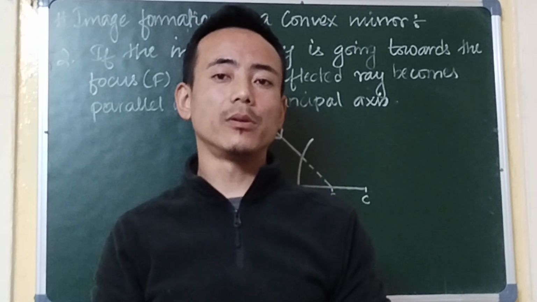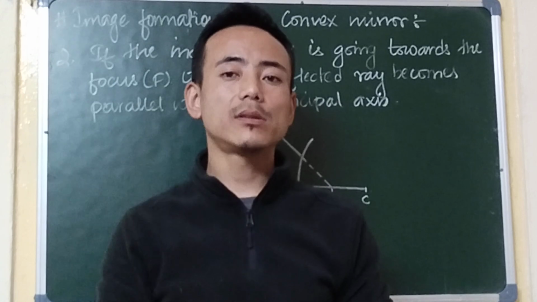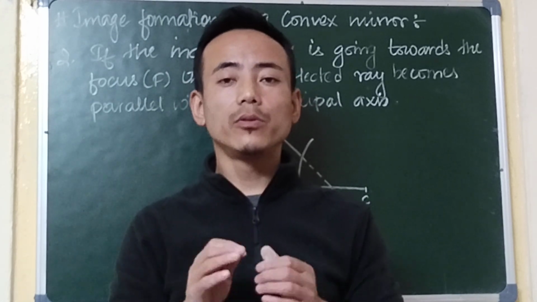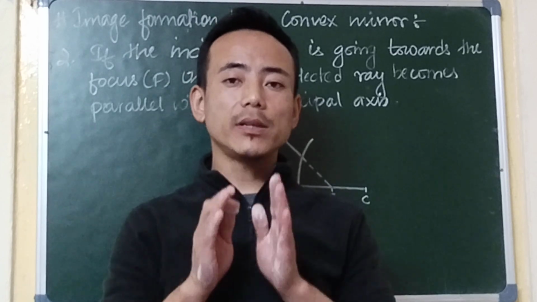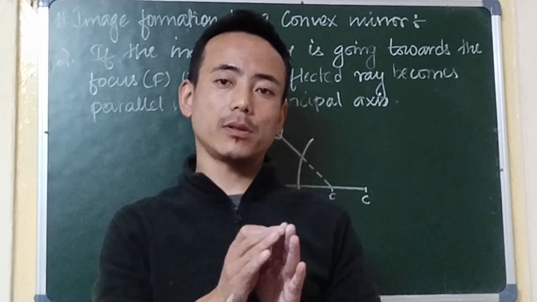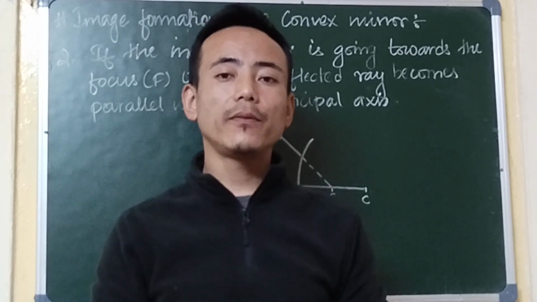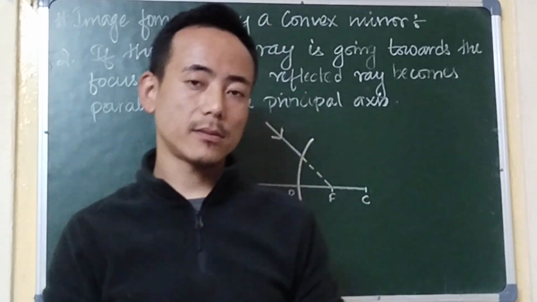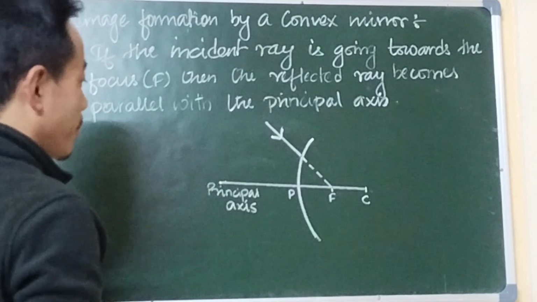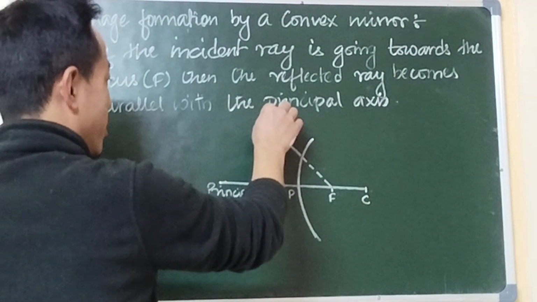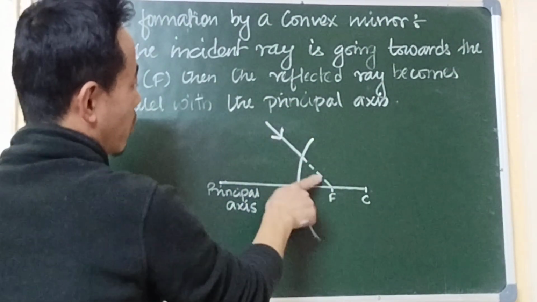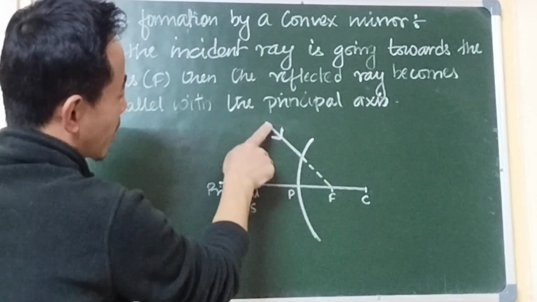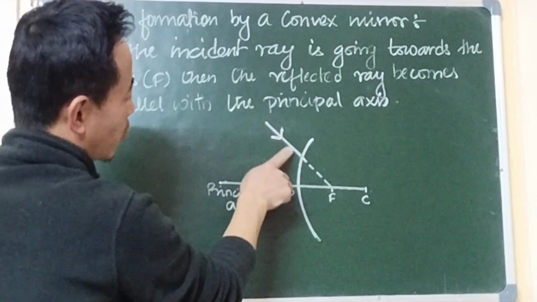Now let's discuss rule number 2. Rule number 2 is just the opposite of rule number 1, same as the concave mirror. It says that if the incident ray is moving towards the focus, then the reflected ray after reflection becomes parallel with the principal axis. Here you can see that our incident ray is moving towards the focus. You can see the dotted line, it is a straight line here. So it is going towards the focus.